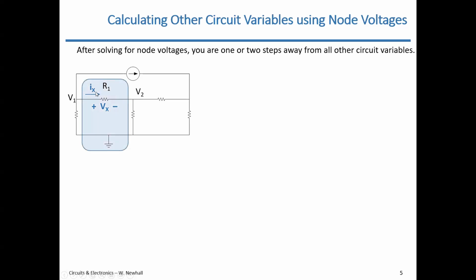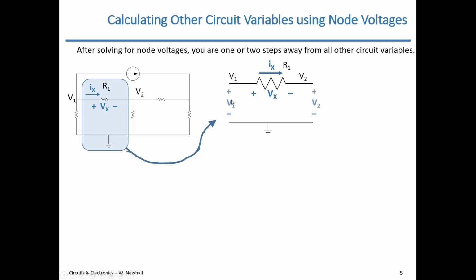Let me isolate this part of the circuit. I'm going to break it out over here so we can concentrate. It's still in the circuit, but I'm just concentrating on it here. So I've defined Vx like this, Ix like this. And if I were to explicitly draw the polarities of V1 and V2, these would be those polarities. To solve for Vx, I could write a KVL equation: minus V1 plus Vx plus V2 equals 0. And you would see the relationship between Vx and the adjacent node voltages is Vx equals V1 minus V2.